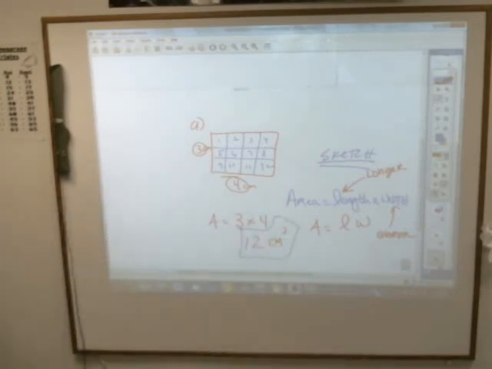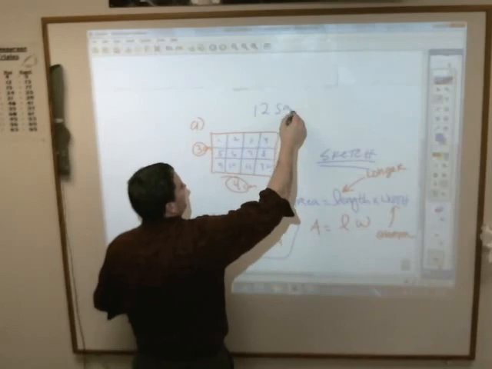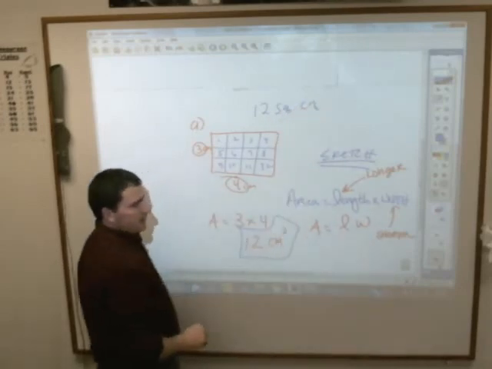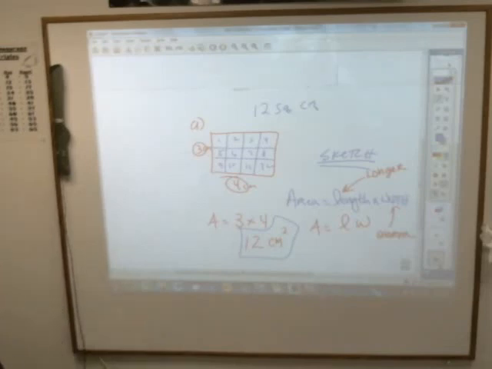Grace? Is it okay if we put 12 squares centimeters? You could write this out as 12 square centimeters if you want to write it that way. I just find it simpler to do centimeters squared. I think that's probably good enough for you.